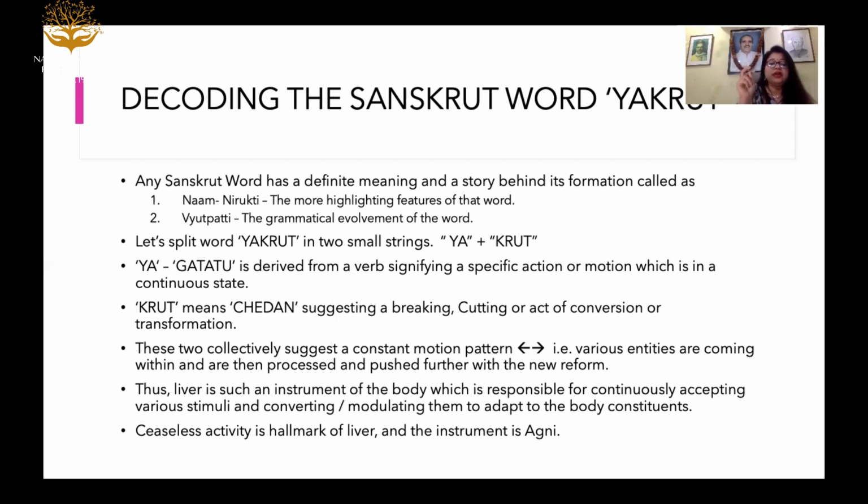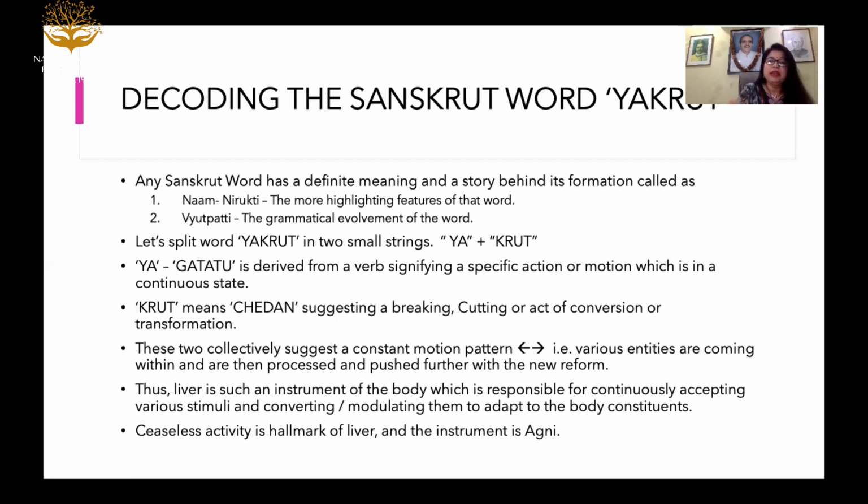So the two words collectively show there is a constant motion. It can be from left to right or right to left. So either something is coming from outside to inside, or something is being sent from inside to outside. So it is a bilateral movement which is constantly happening, and various entities are coming within. Something is coming within. It is being processed. It is being modulated. It is being changed from one substance to another substance. And the new form of this substance is being produced, or it is being sent into the body to do a specific kind of function.